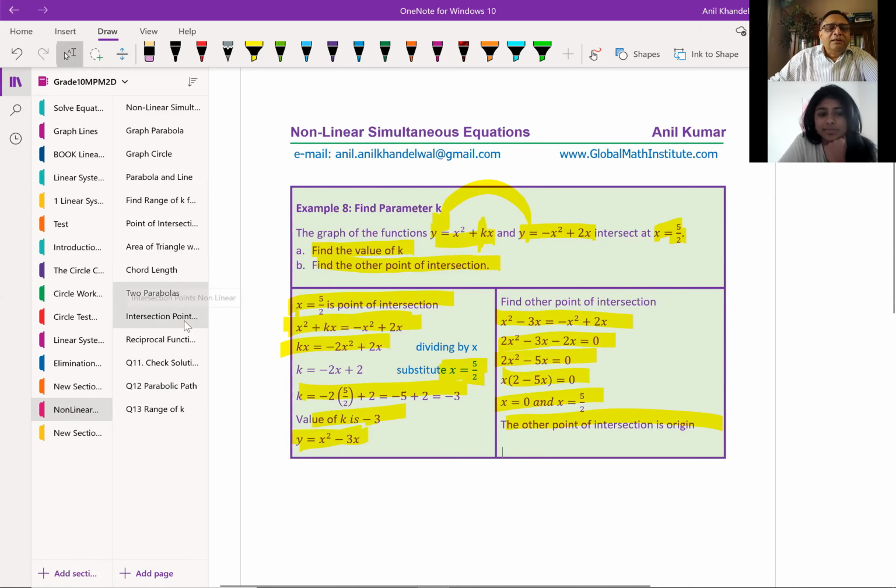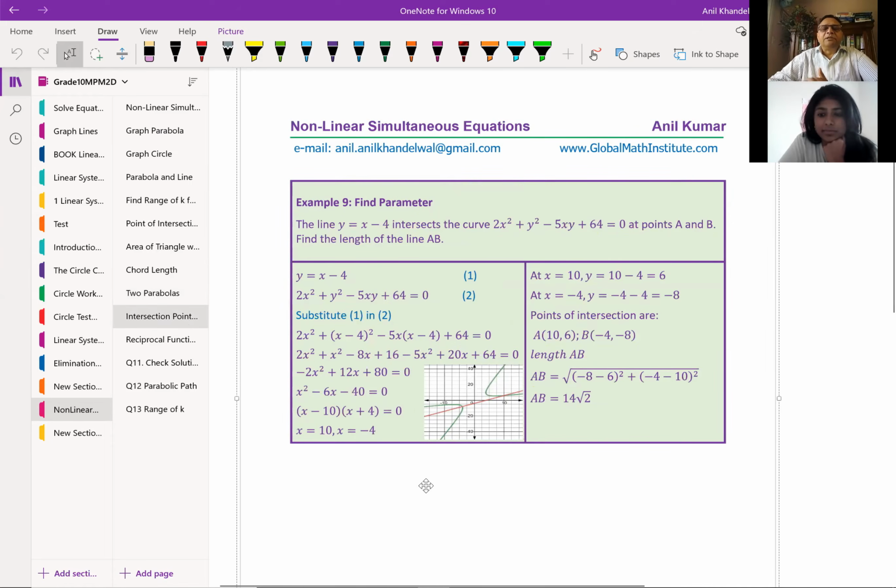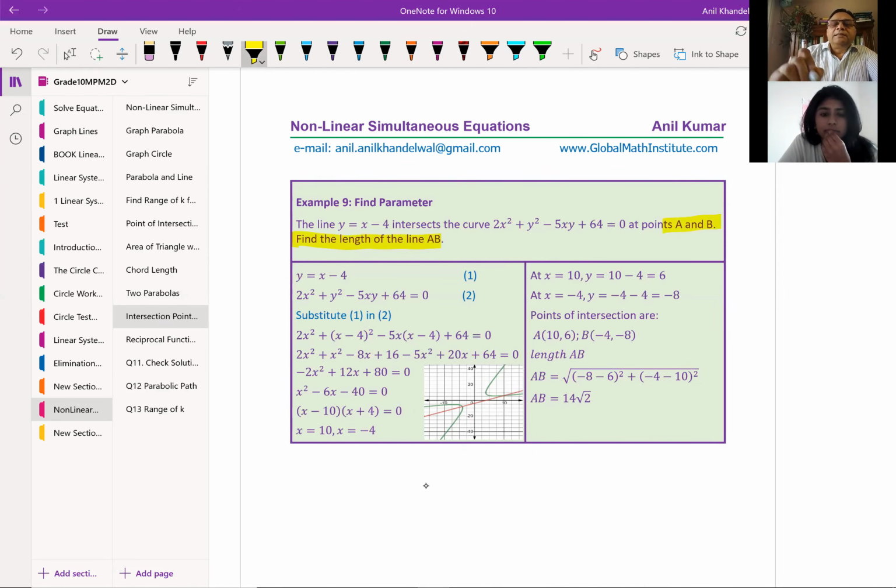Okay. Next example here is example number 9. Find parameters. It says the line y equals x minus 4 intersects the curve 2x squared plus y squared minus 5xy plus 64 equals 0 at points A and B. Find the length of AB.